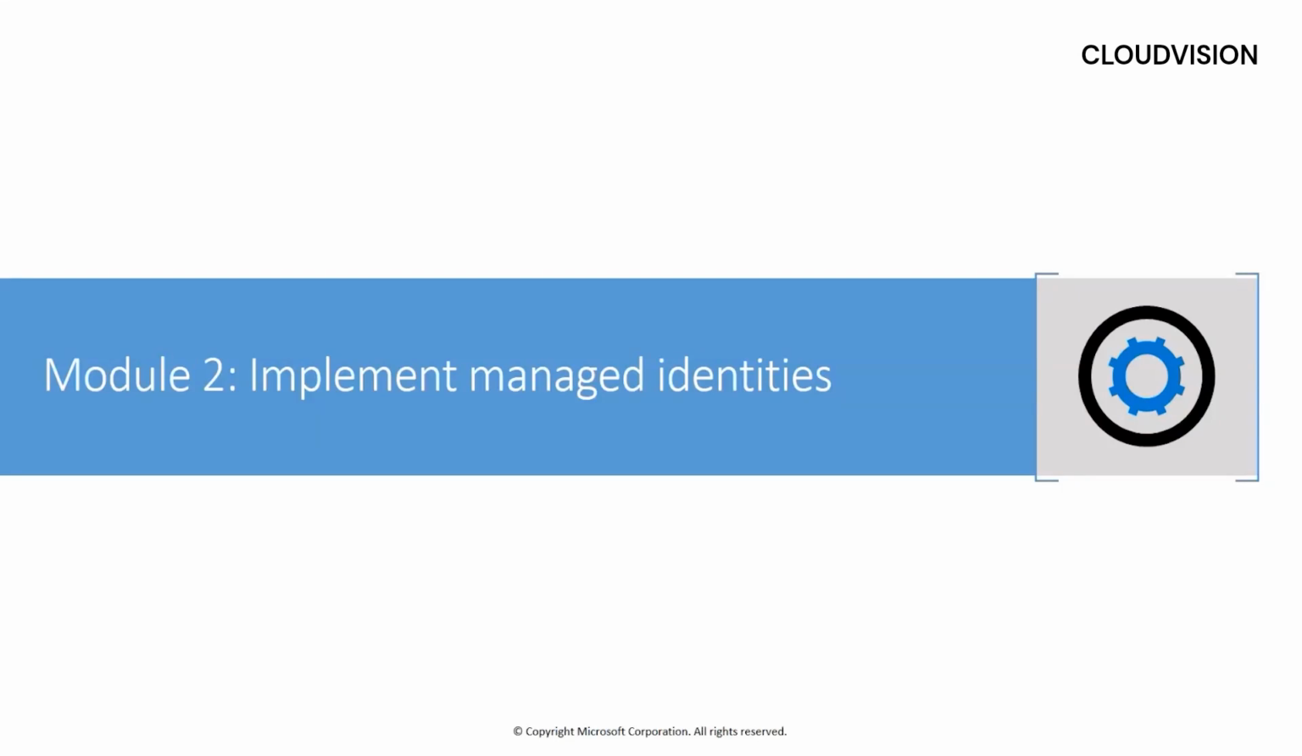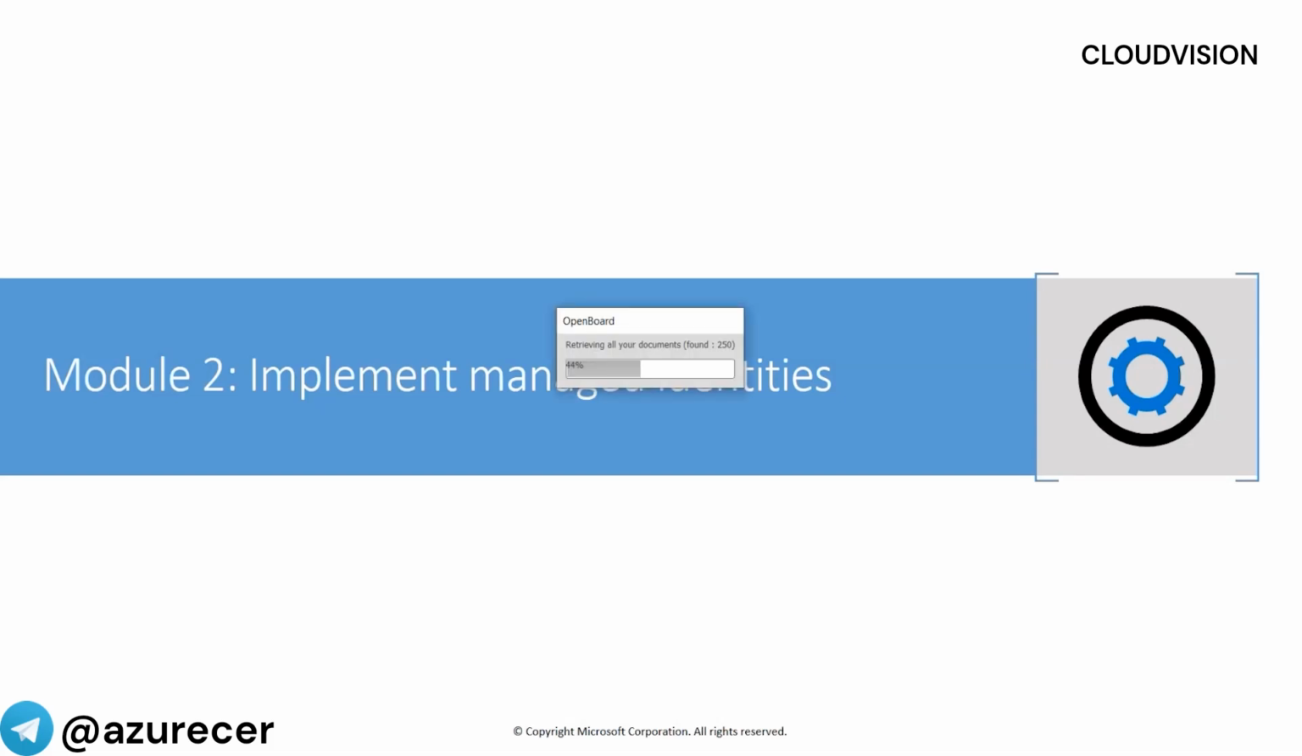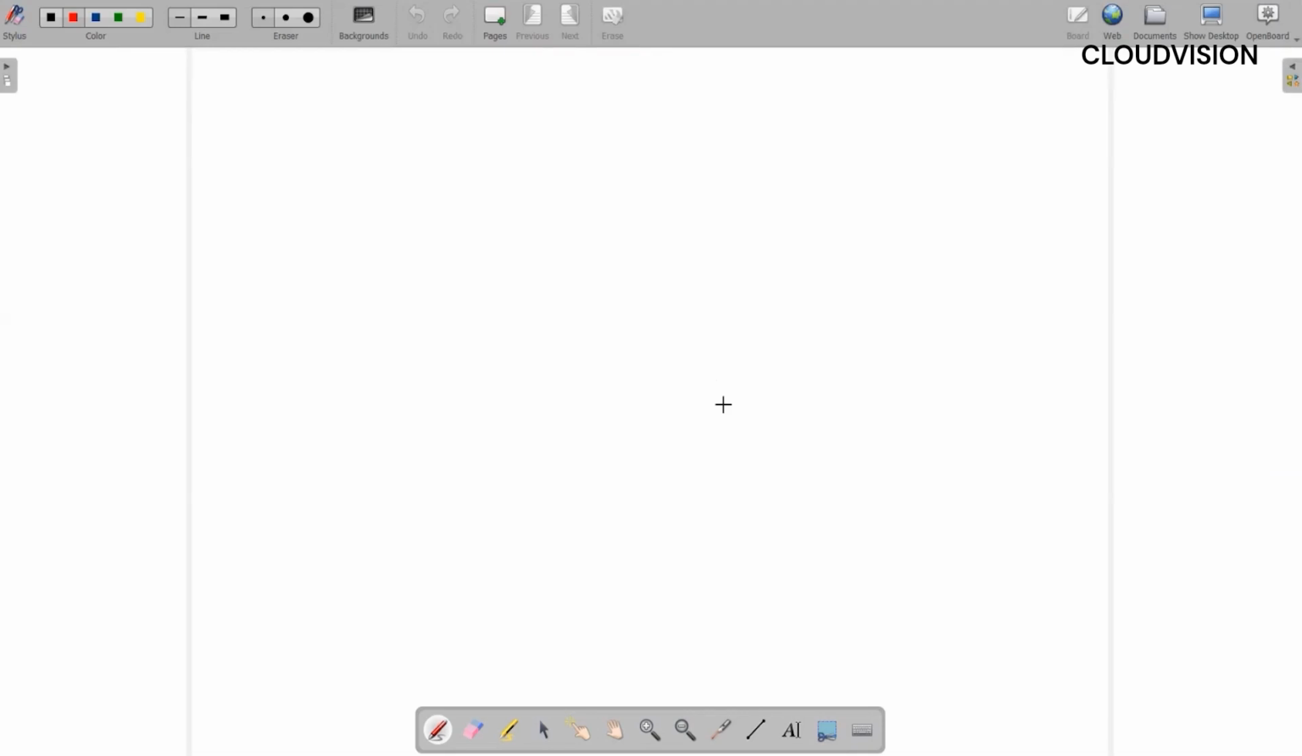Writing board so that I can make the things clear to you. So it is opening my open board. Right, so I have created my key vault. So this is my key vault.